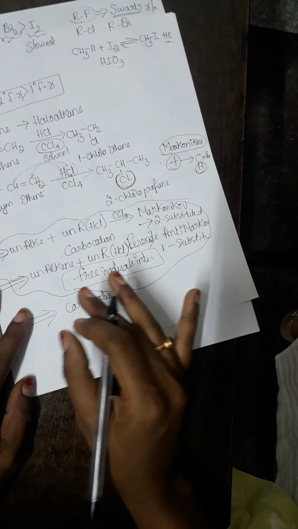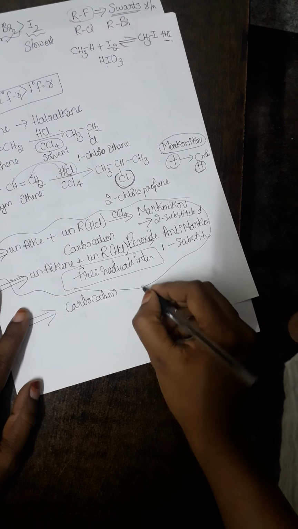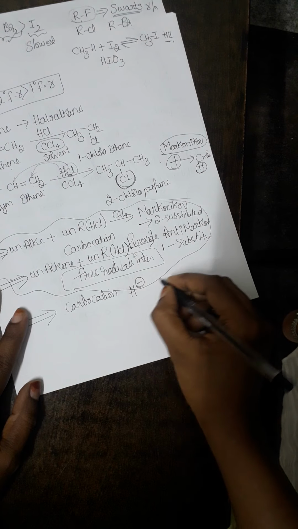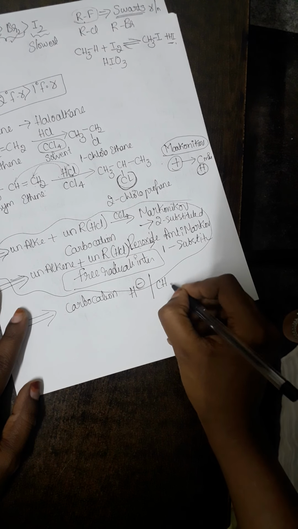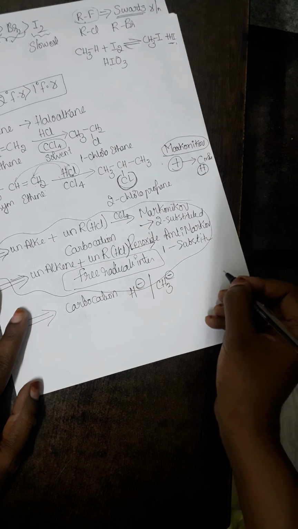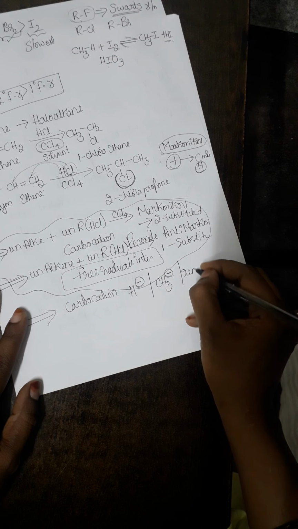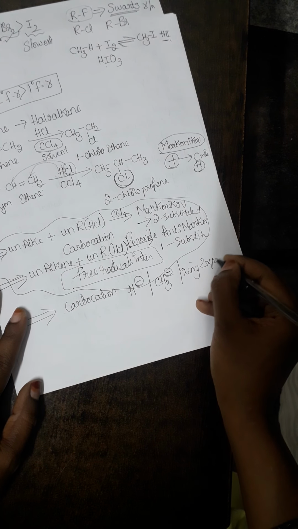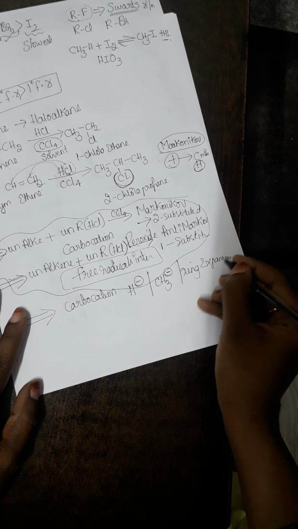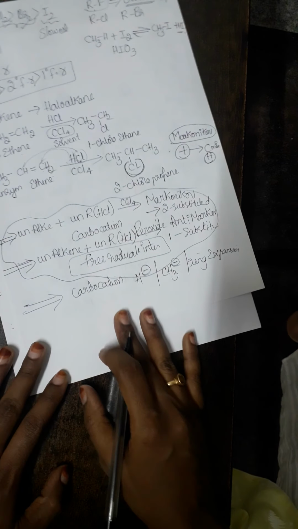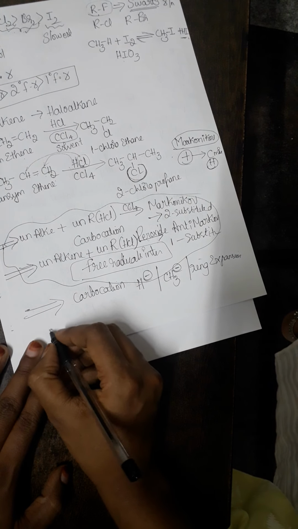intermediate, there are chances of a hydride shift, or you can also expect a methide shift, or you can also have a ring expansion. This is important for your NEET and JEE. Why? I'll explain with the help of an example.